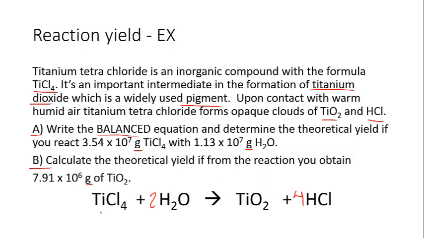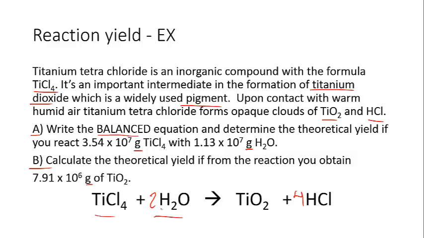So what this chemical reaction says is that 1 mole of titanium tetrachloride combines with 2 moles of H2O, or water, to yield titanium dioxide and 4 moles of hydrochloric acid. So now we have our balanced chemical equation right here. In this chemical equation, we have 2 reactants: titanium tetrachloride and H2O. One of these will be our limiting reagent.